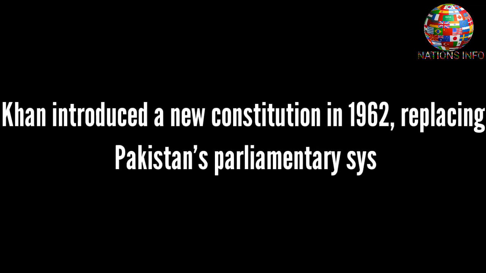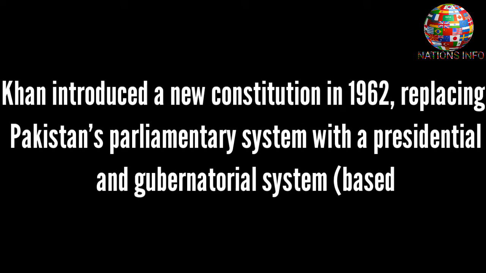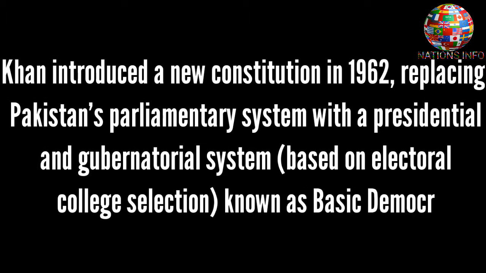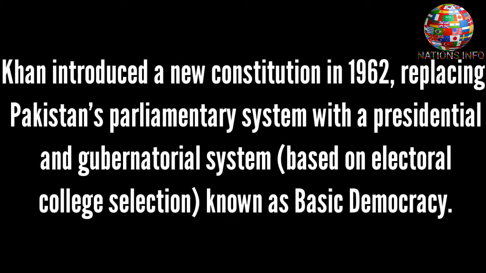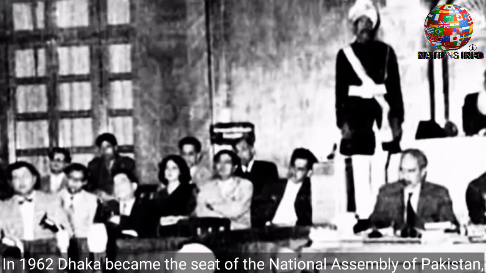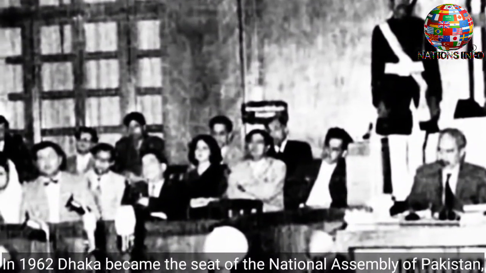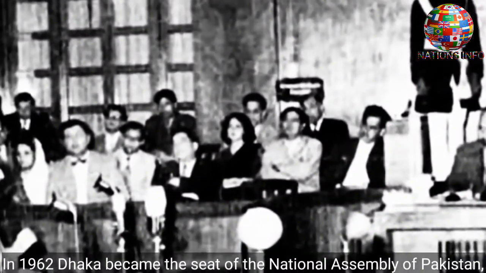Khan introduced a new constitution in 1962, replacing Pakistan's parliamentary system with a presidential and gubernatorial system, based on electoral college selection, known as basic democracy. In 1962, Dhaka became the seat of the National Assembly of Pakistan, a move seen as appeasing increased Bengali nationalism.